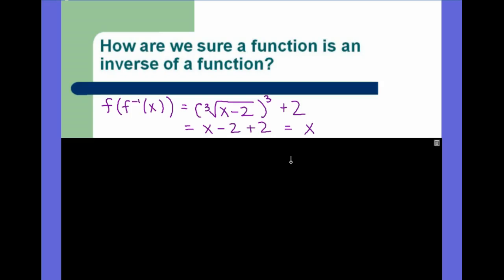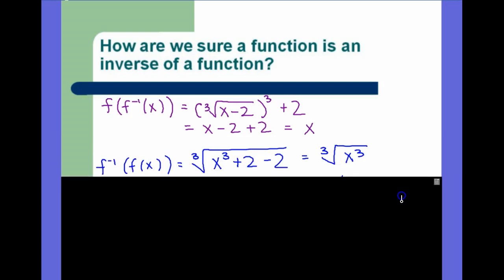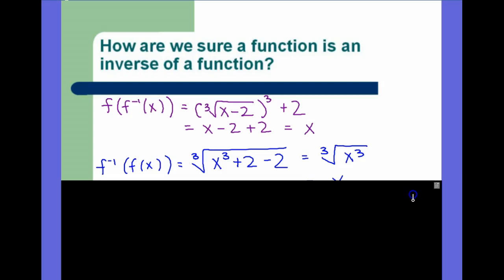So that's doing f of g. G of f would be the reverse. So it'd be f inverse of f of x equals the cube root of x cubed plus 2 minus 2. So the plus 2 minus 2 cancel. You get the cube root of x cubed, which is x.